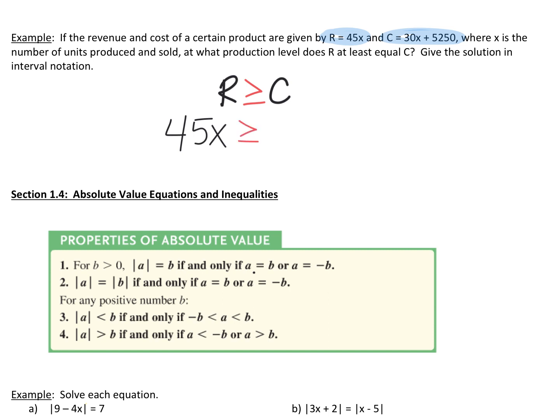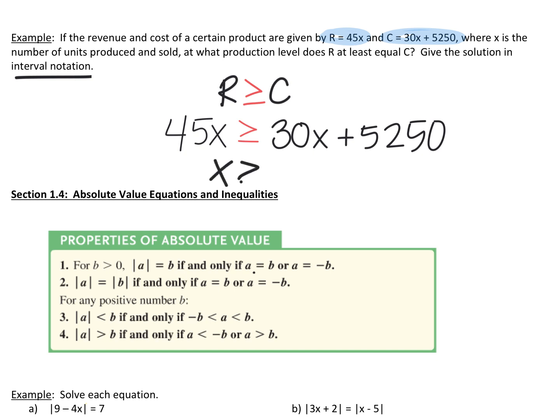Greater than or equal. $30x plus 5250. Can you solve that, please? And we're going to give the answer in interval notation. So find the answer, and then we'll put it in interval notation, okay? X is greater than or equal to 350.